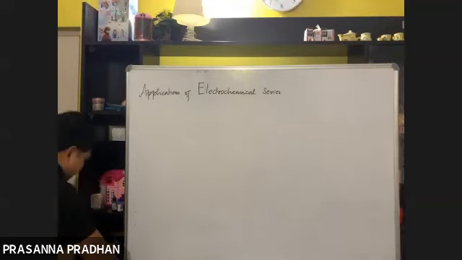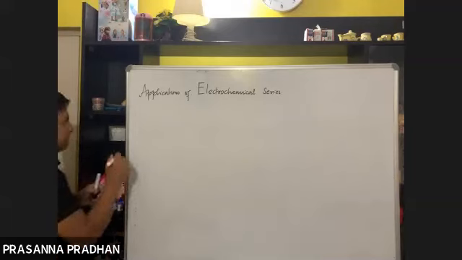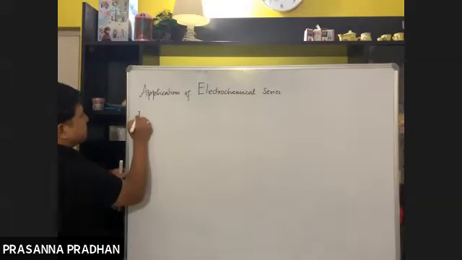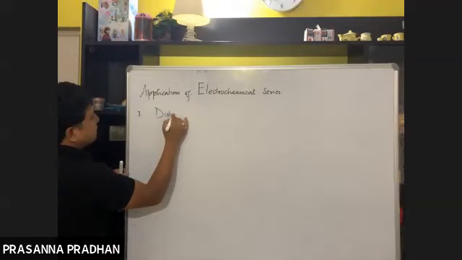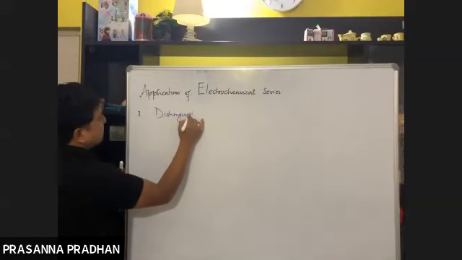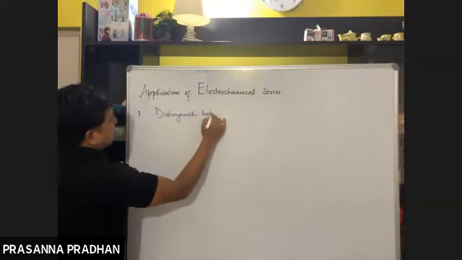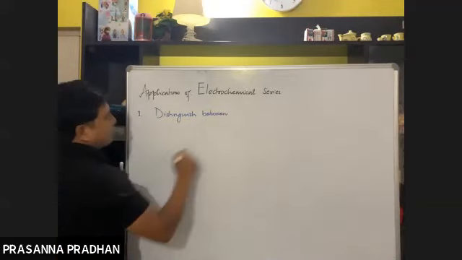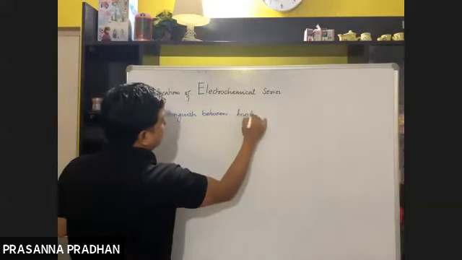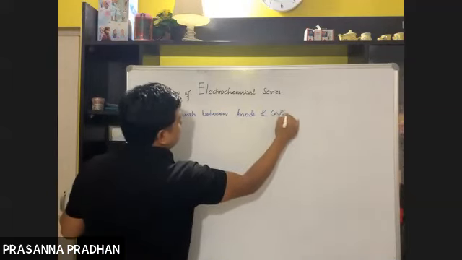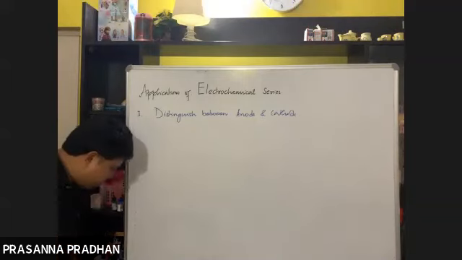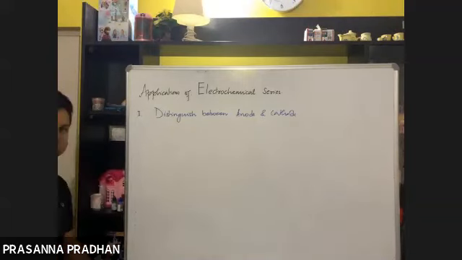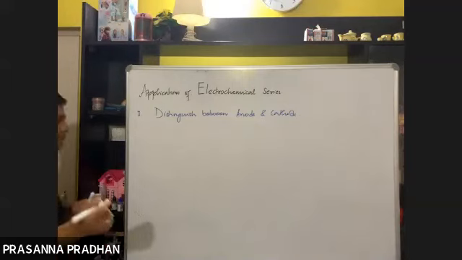So number one application of this electrochemical series is that it helps us to distinguish between anode and cathode. Just pay attention for a minute. Okay, so this concept will be crystal clear, and you need to have a crystal clear concept as well. Fine. Now I'll start with a question.